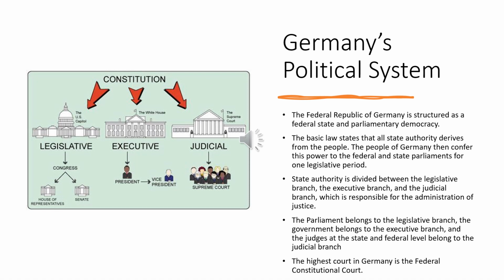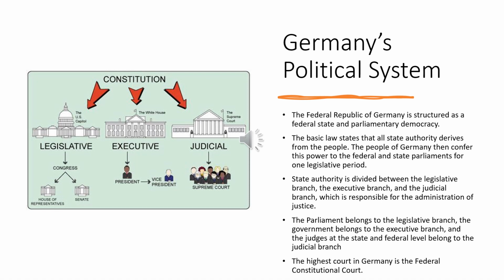Okay, let's talk about Germany's political system. The Federal Republic of Germany is structured as a federal state and parliamentary democracy. The Basic Law states that all state authority derives from the people. The people of Germany then confer this power to the federal and the state parliaments for one legislative period. State authority is divided between the legislative branch, the executive branch, and the judicial branch, which is responsible for the administration of justice.